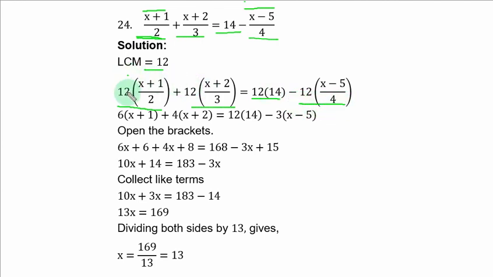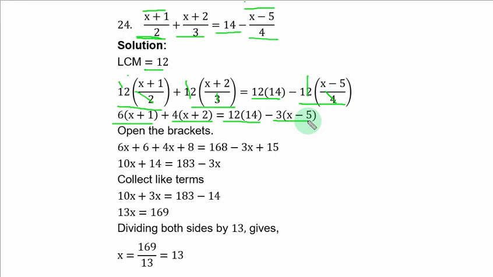Divide 12 by 2, you have 6, to multiply s plus 1. Divide 12 by 3, you have 4, to multiply s plus 2. Here remains the same. Divide 12 by 4, you have 3, to multiply s minus 5.